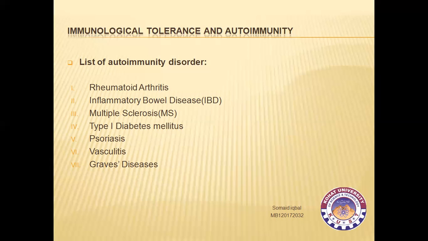Psoriasis is a skin disorder that causes skin cells to multiply faster than the normal rate. Vasculitis, where the immune system attacks and damages blood vessels. And the last one is Graves' disease.